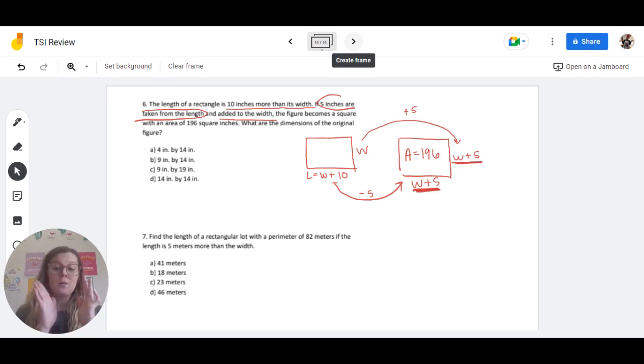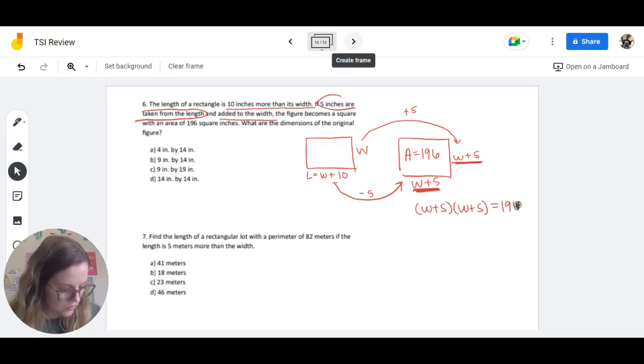Okay, so I'm going to set up a formula. We know that the area formula for a rectangle is length times width, or because it's a square, side squared, same thing. I'm going to set this up as W plus 5 times W plus 5, and it's equal to 196. When I have two parentheses, I'm going to do my box.